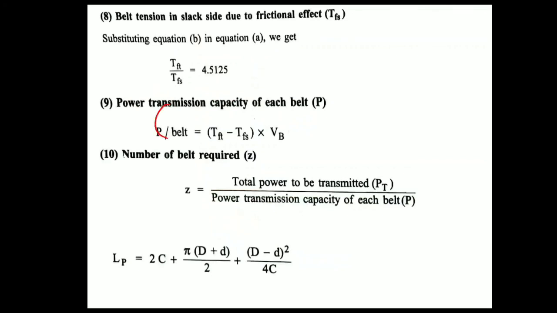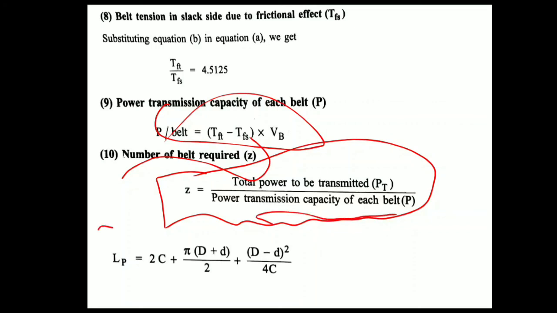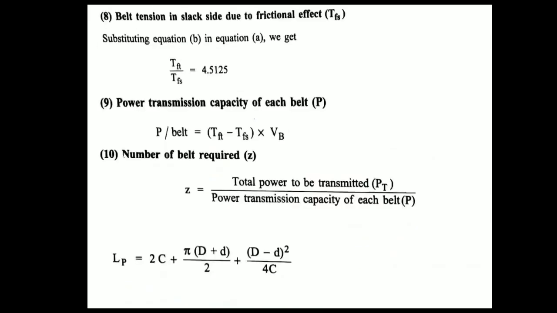Then power is equal to T1 minus T2 into velocity, and then the new term is the number of belts, because 2 belts, 3 belts, 4 belts can be used for the V belt drive. That will be the ratio of total power transmitted divided by actual power transmitted by each belt, and the length of the belt we can calculate like an open belt drive. Clear? So just write down the formulation from your side stepwise. I hope you understood this session. Thank you.